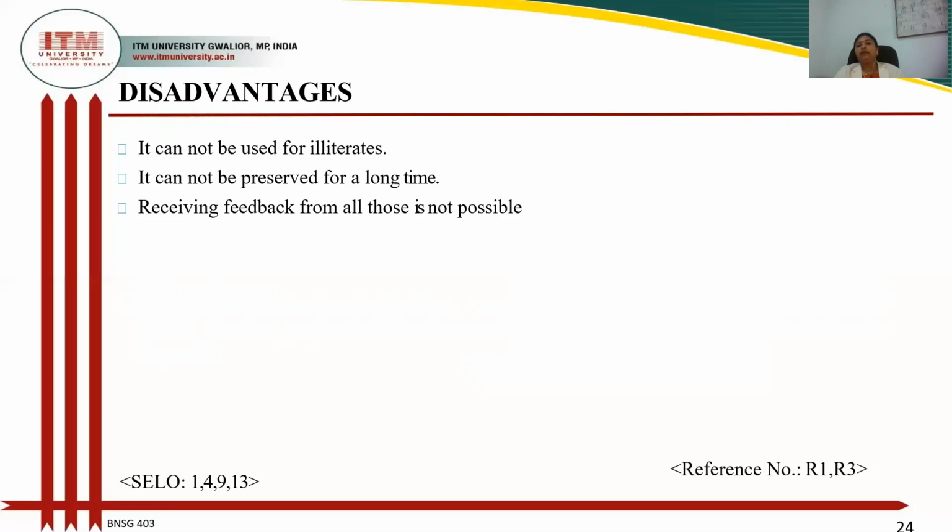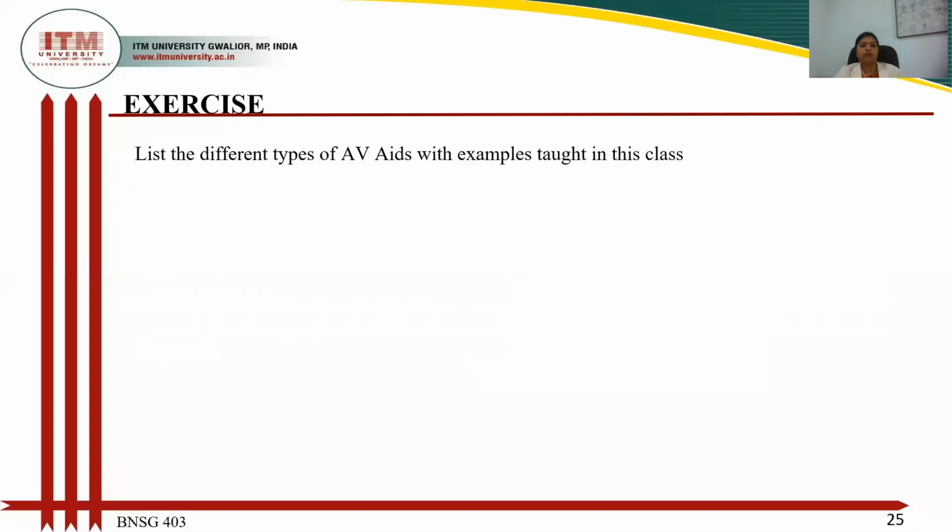So taking the feedback from them may not be possible. So that was all about our leaflets, pamphlets, and brochures, and newspapers. And there is an exercise for today's class: you have to list the different types of AVAids which were dealt with in both of today's classes, with examples.